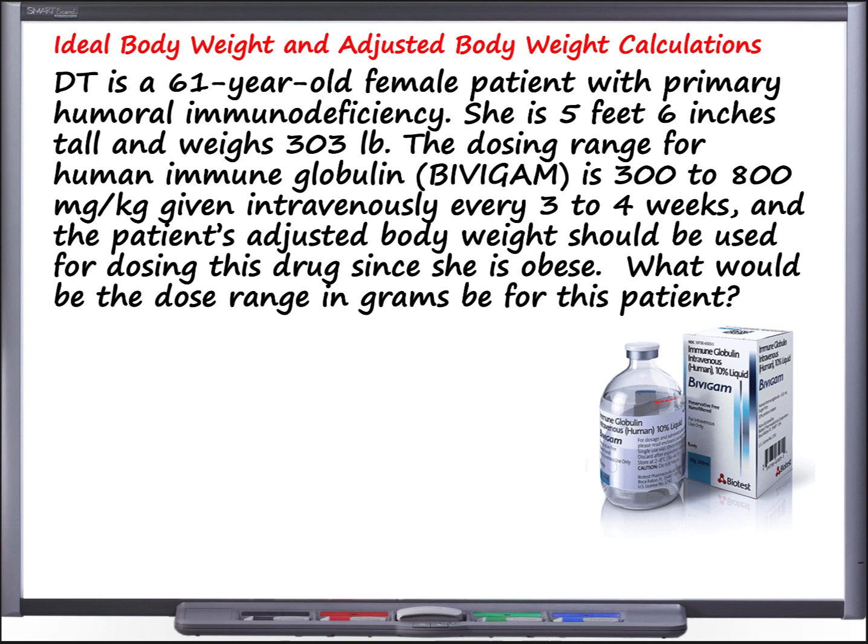All right. The next question will go a little bit further in terms of using ideal body weight and adjusted body weight in calculating doses for different drugs. And the drug in this case is immune globulin. Okay, and it has to do usually with the treatment of primary immunodeficiencies, where you can't make your own immunoglobulin.